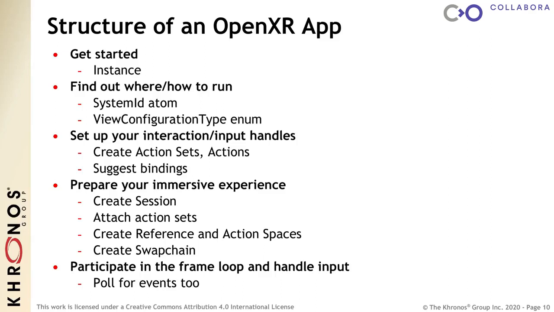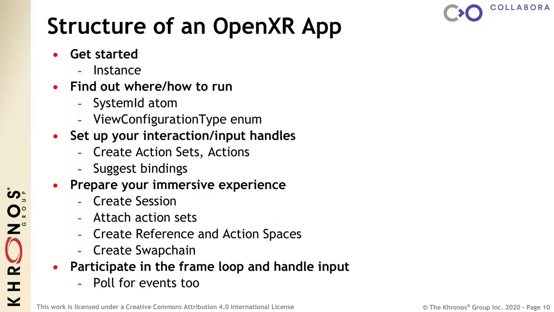This is the structure of an OpenXR app. We'll go into all of these in more detail. You first get started by configuring and creating your instance. Next, you find out where and how to run. This involves looking up a system ID atom and using the view configuration type enum.